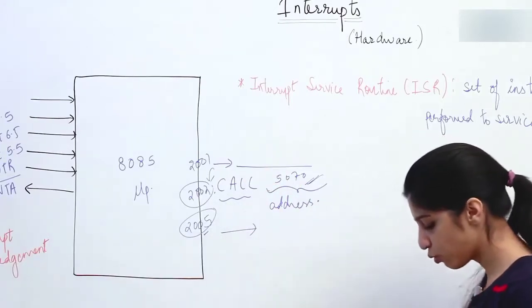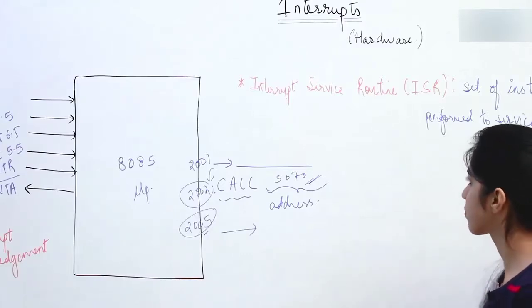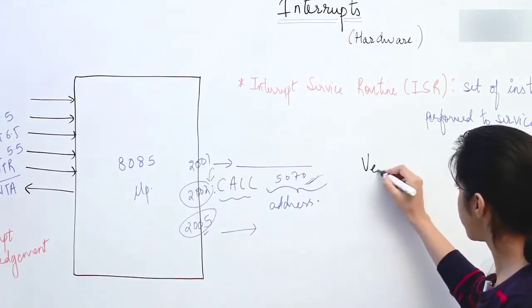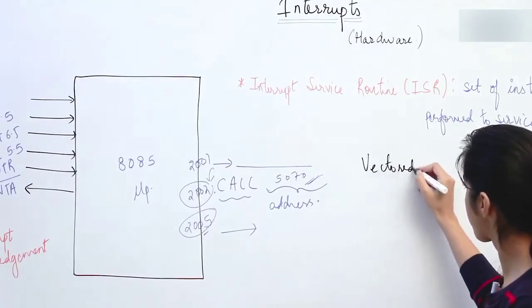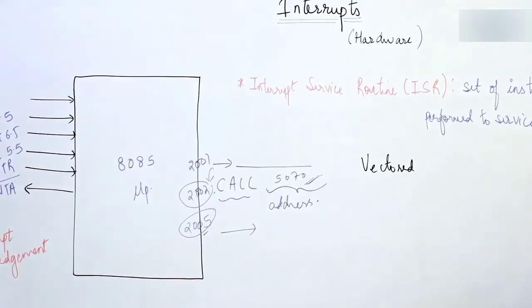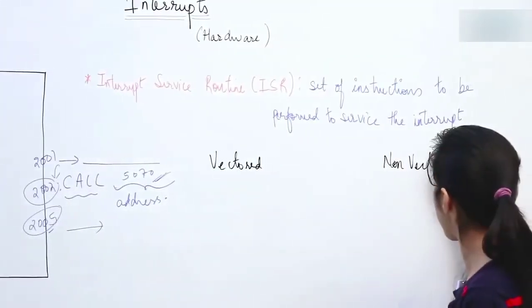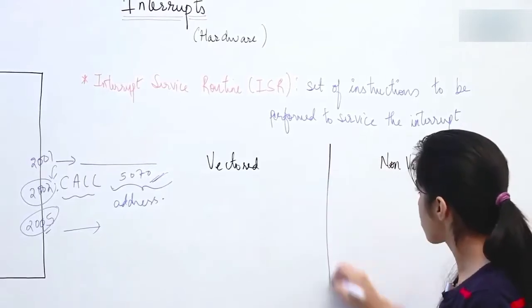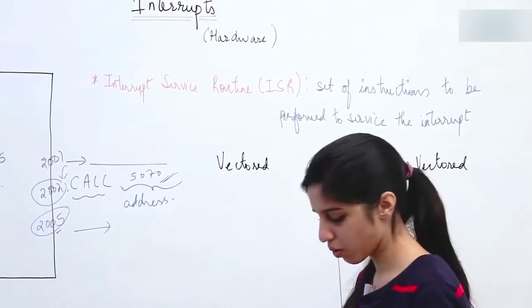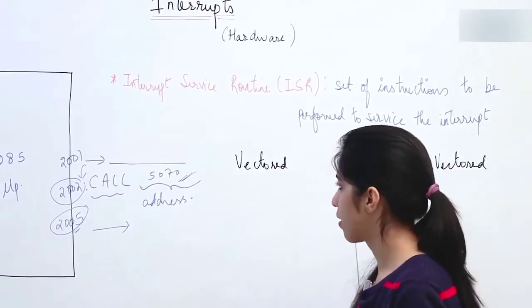Then there are 2 types of interrupts, vectored and non-vectored. So what is the difference between vectored and non-vectored interrupts?